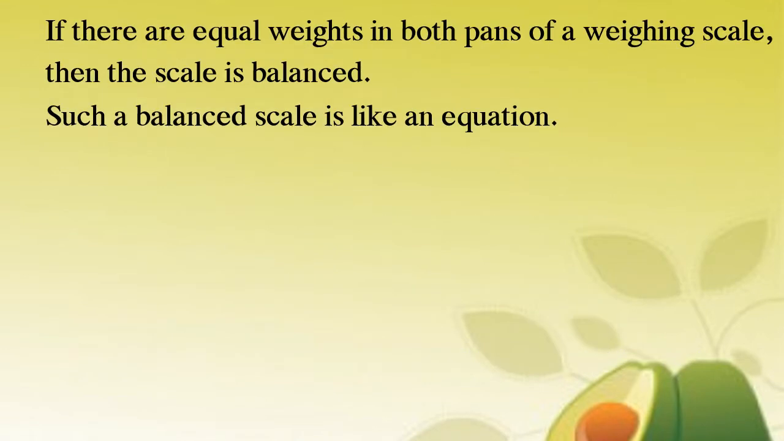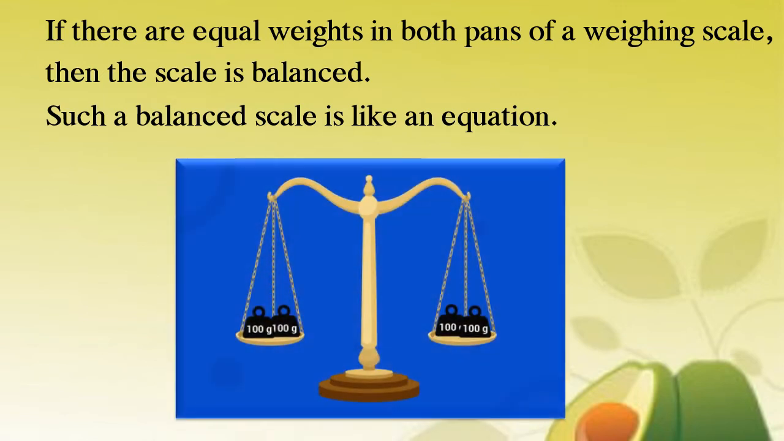Now if there are equal weights in both pans of a weighing scale, then the scale is balanced, right? You know this. On the left hand side 100 gram, that is 200 gram. On the right hand side also 100 gram, 200 gram. Now equal weights on both sides, and therefore this weighing scale is balanced. Now a balanced scale is like an equation.